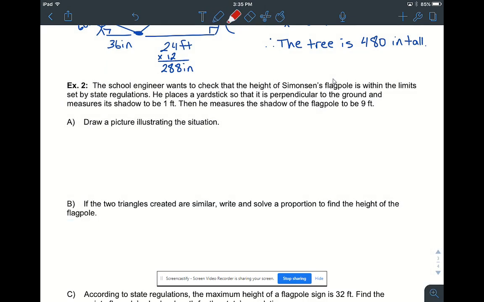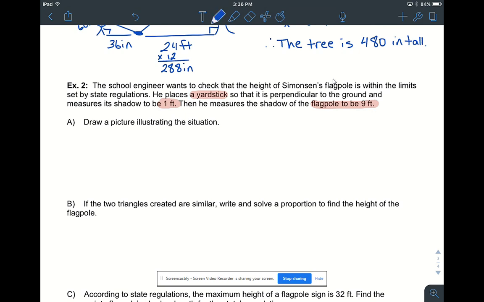Let's see. The school engineer wants to check that the height of Simonson's flagpole is within the limits set by state regulation. So he places a yardstick, so that's important there, so that it is perpendicular to the ground and measures its shadow to be 1 foot. Then he measures the shadow of the flagpole to be 9 feet.